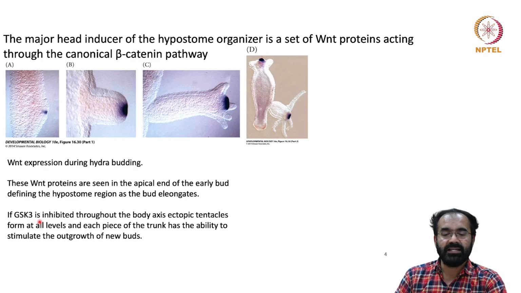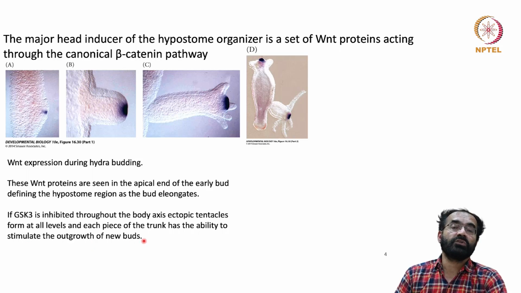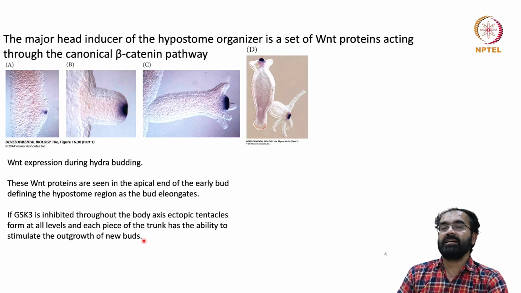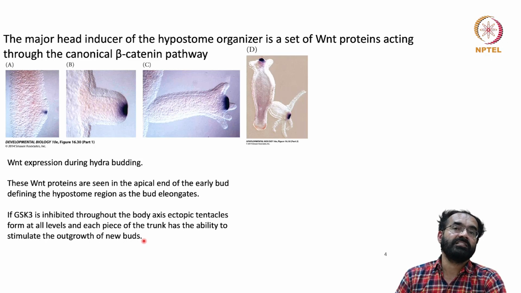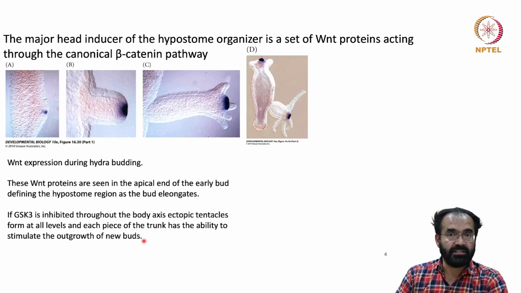So if your GSK3 is inhibited, throughout the body axis, ectopic tentacles form at all levels, and each piece of the trunk has the ability to stimulate the outgrowth of new heads. So this Hydra will now have heads budding out from everywhere on its body, because everywhere beta catenin is getting stabilized. If you stabilize the beta catenin, you will end up getting multiple heads instead of one head. So this signaling is very powerful, capable of driving the formation of multiple hydras from one organism itself.